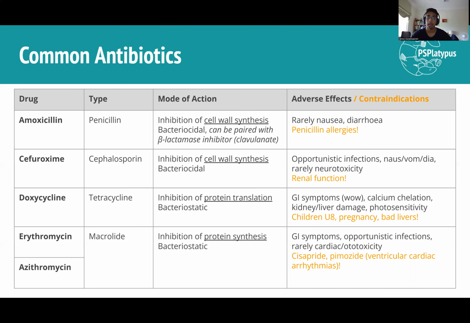Our next group here is the macrolides, erythromycin and azithromycin. Pharmacologists can be very helpful with their naming schemes, and if you see a mycin, usually it's going to be a macrolide. These are also bacteriostatic because they don't mess with the cell wall or anything as central as that, and they interfere instead with protein synthesis. Again, classic culprits, GI symptoms and opportunistic infections. Sometimes we have some fun stuff, ototoxicity, which means it affects your ear, or cardiac problems.